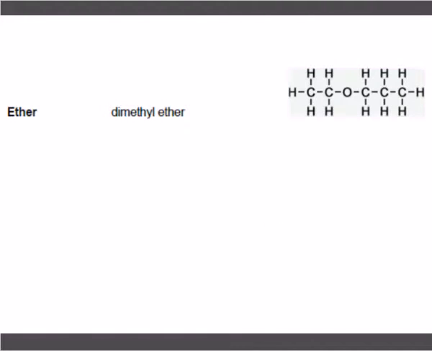Ether. What was the saying to help you remember what it is? Ether bunny. So that means you've got the oxygen in the middle. Okay? Again, look on table R, guys. It tells you what it is. So you see dimethyl ether. This one's a little bit different.